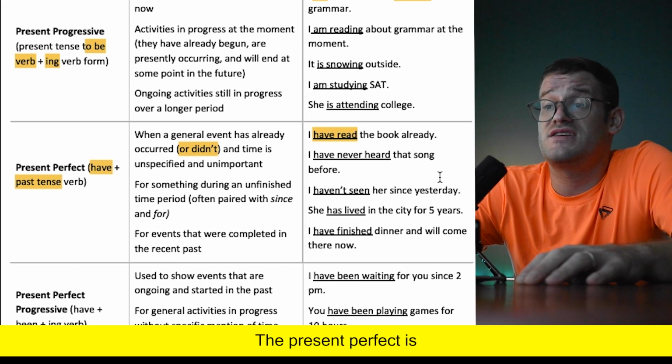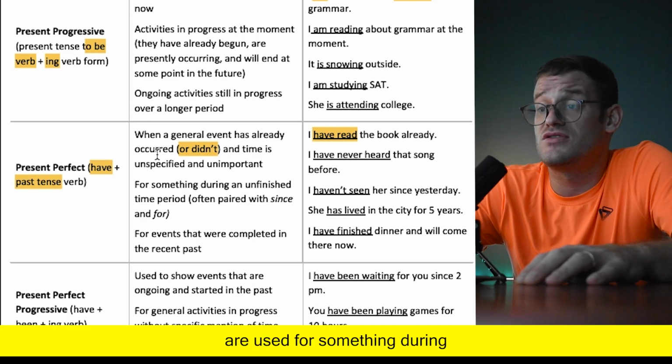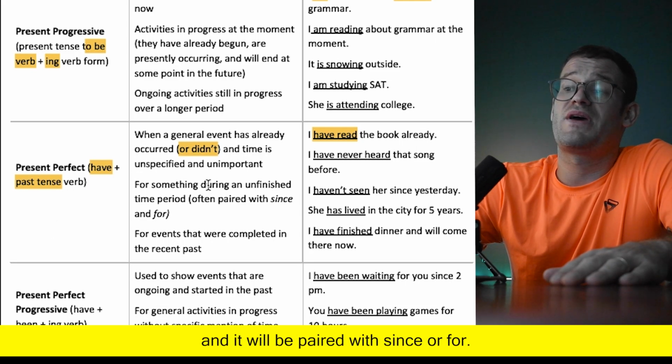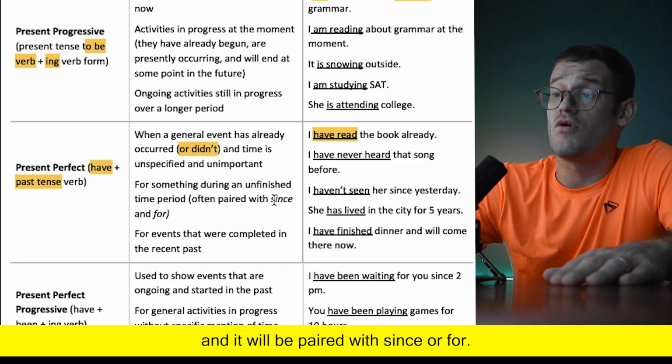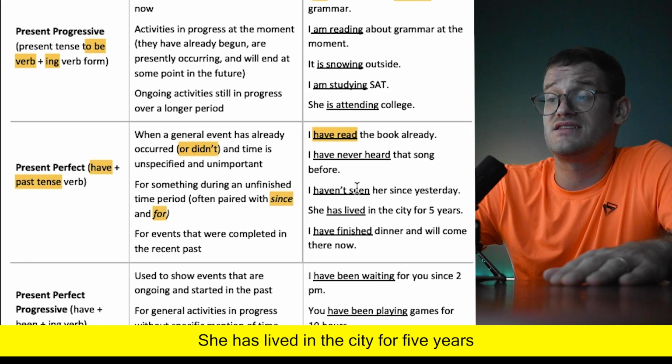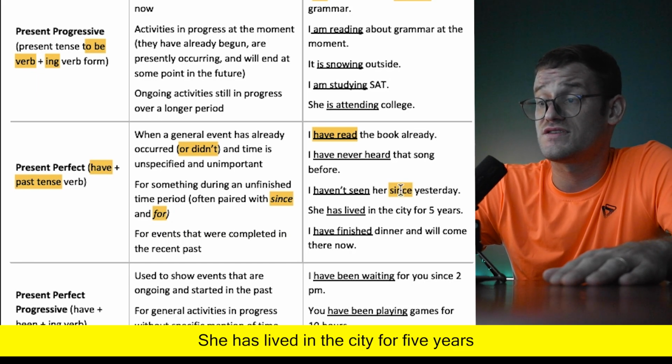Okay, the present perfect is a lot of times used for something during an unfinished time period, and it will be paired with since or for. So like, I haven't seen her since yesterday. She has lived in the city for 5 years.